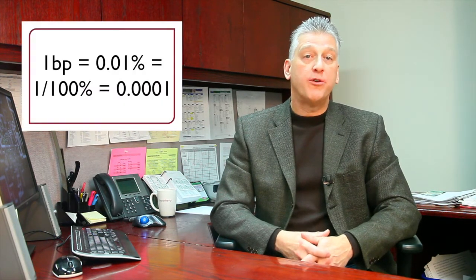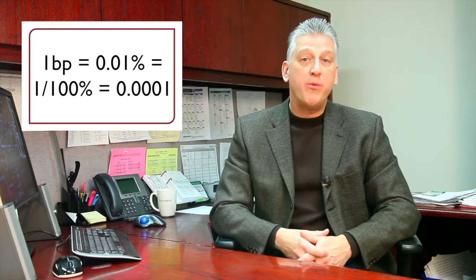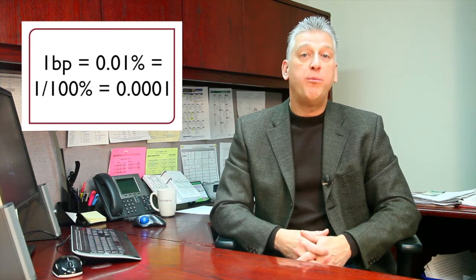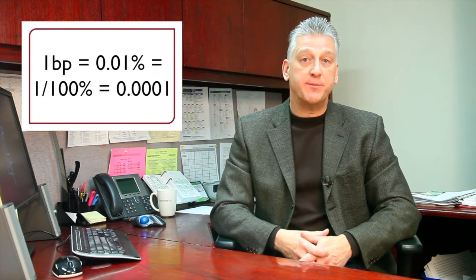A basis point, usually abbreviated as BP, is the smallest unit of measure used in finance to describe either a rate change in a financial instrument or the difference or spread between two interest rates, including the yield on bonds. It is also referred to as a beep, or in the plural as bips. One basis point is equal to 0.01%, which is 1/100th of a percent, or 0.0001 in decimal notation.